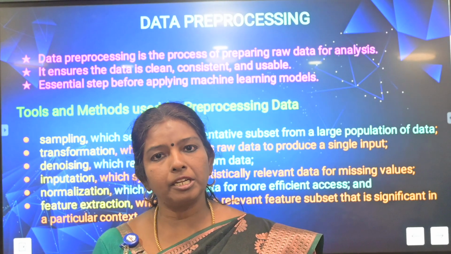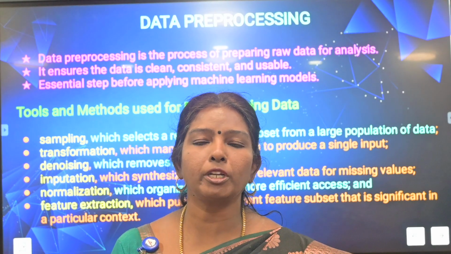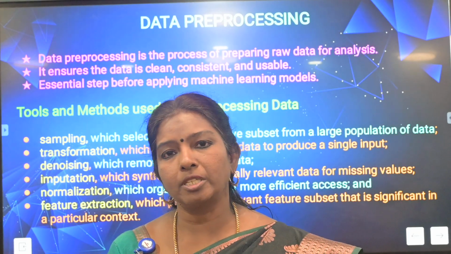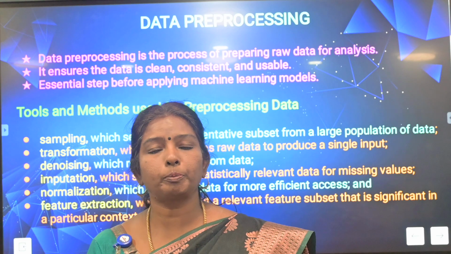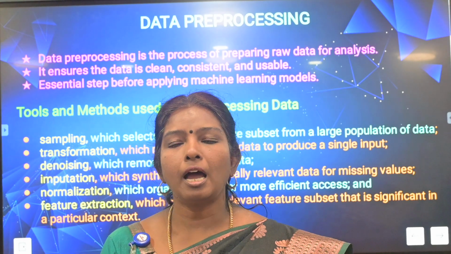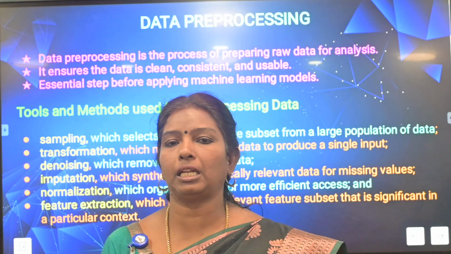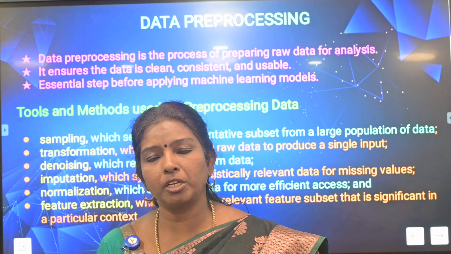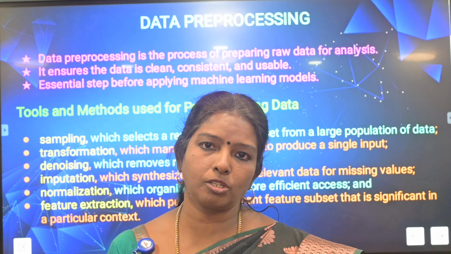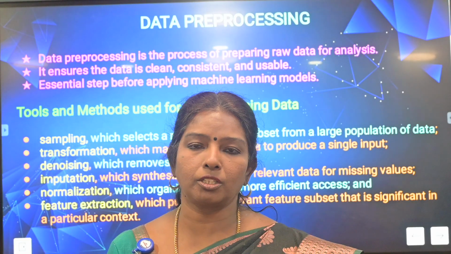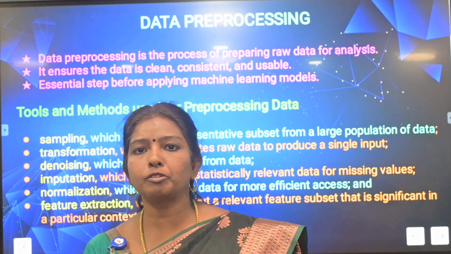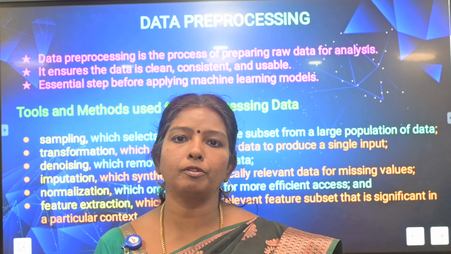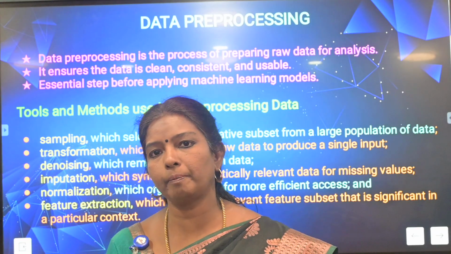Then an additional technique is called imputation. Here I synthesize statistically relevant data for missing values. One more pre-processing technique is denoising. That is, I remove the noise from the data I collected. Then another technique is data normalization. In data normalization, I organize the data set in order to make access efficient. And one more important pre-processing technique is feature extraction. Here I use only the useful features of the data to get meaningful insight during the process of data analysis.